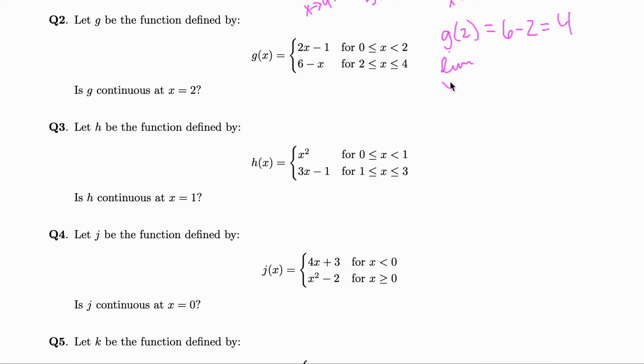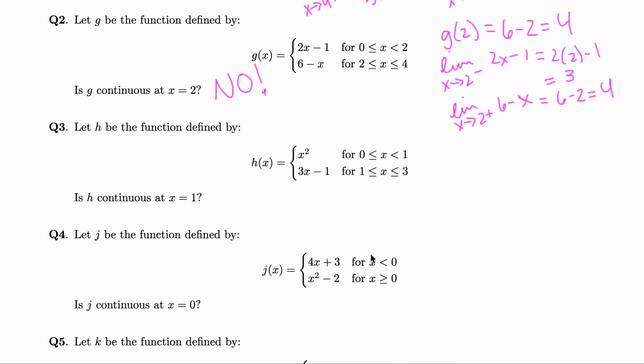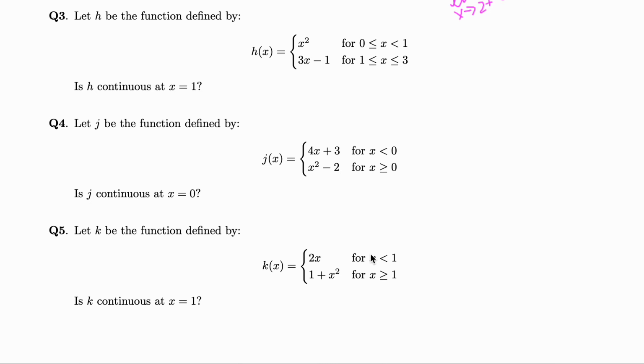Now, let's go ahead and take a look at the limit from the left. So we're going to be using the top function rule for that. So we're going to go ahead and direct substitute into there, and we're going to get 2 times 2 minus 1, which is 3. So again, we already know this is not going to be continuous, but I'm going to go ahead and write out the limit from the right just for the sake of it. So that's 6 minus x. Doing direct substitution, I would be doing 6 minus 2, which is equal to 4. So again, is g continuous at x equals 2? No.